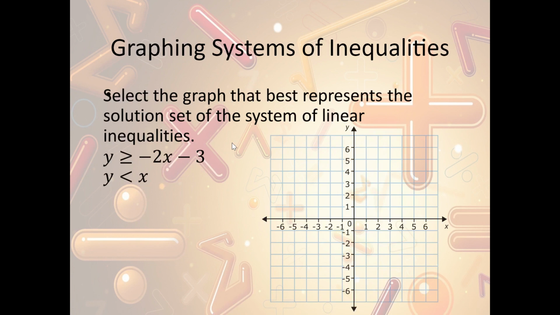Let's look at one more example. We have y is greater than or equal to negative 2x minus 3, and y is less than x. So we'll go ahead and plot the first one. So our y-intercept is at -3. So we'll go ahead and plot our point there. And then our slope is -2. So we'll go down 2 to the right 1 and plot our point.